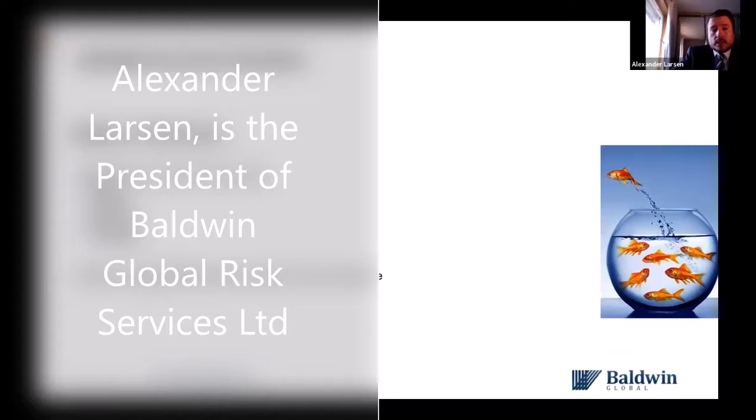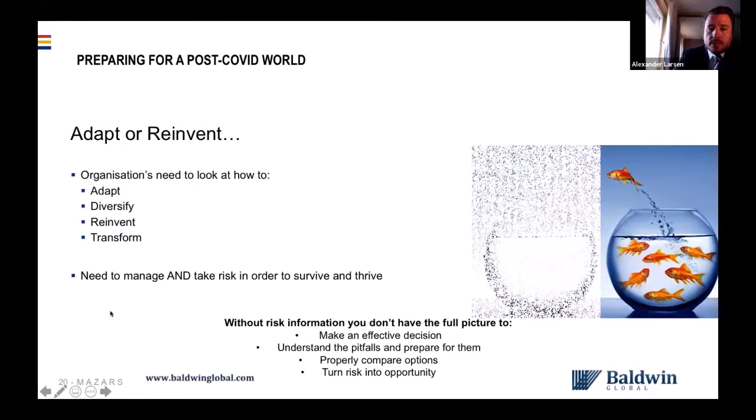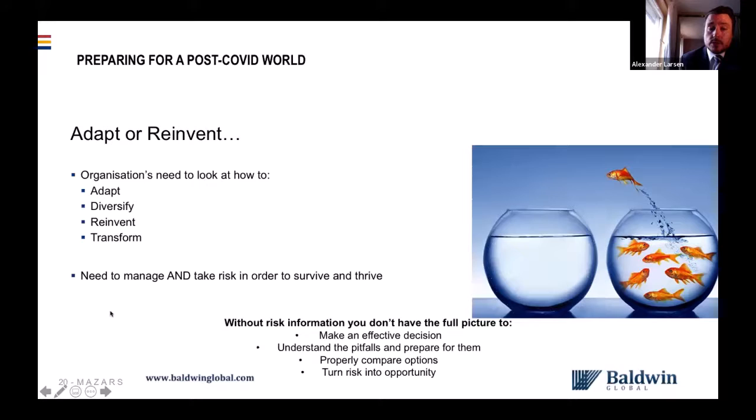In order to do that, we need to manage and take risk. It's important to consider taking risk, but before you can take risk, you have to understand what the risks are in order to survive and thrive. And this means developing a new business model. It means developing a new strategy, new business plan. But without the risk information, you don't have the full picture to do this, because you need the risks to make an effective decision, understand the pitfalls that may be ahead and prepare for them, and be able to properly compare options that you have.